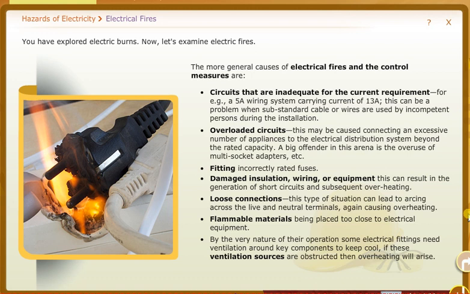Loose connections. This type of situation can lead to arcing across the live and neutral terminals, again causing overheating. Flammable materials being placed too close to electrical equipment. By the very nature of their operation, some electrical fittings need ventilation around key components to keep cool. If these ventilation sources are obstructed, then overheating will arise.